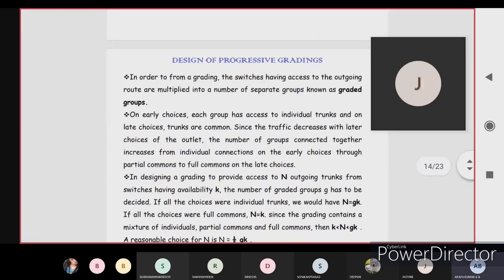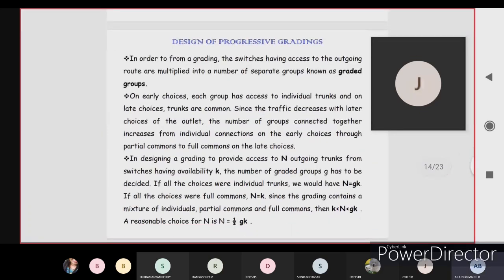Next, coming to the design of progressive grading. In order to form a grading, the switches have access to outgoing routes, which are multiplied into a number of separate groups known as grading groups. The outgoing routes mean the switches can access the outgoing trunk lines or routes, which are multiplied into a number of separate groups.